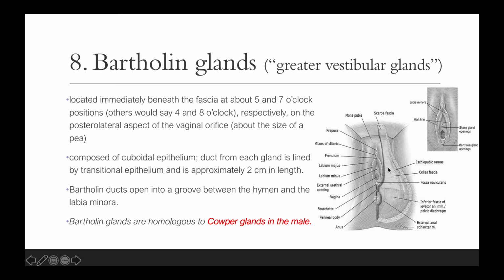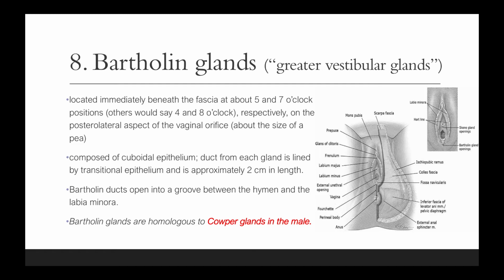Okay, next we have the Bartholin's glands, or what we call the greater vestibular glands. These are located immediately beneath the fascia at about the 5 and 7 o'clock position. So this will be the 7 o'clock position and the 5 o'clock position. But other authors would say it's the 4 and 8 o'clock position. So this is located in the posterior lateral aspect of the vaginal orifice. This is about the size of a pea.